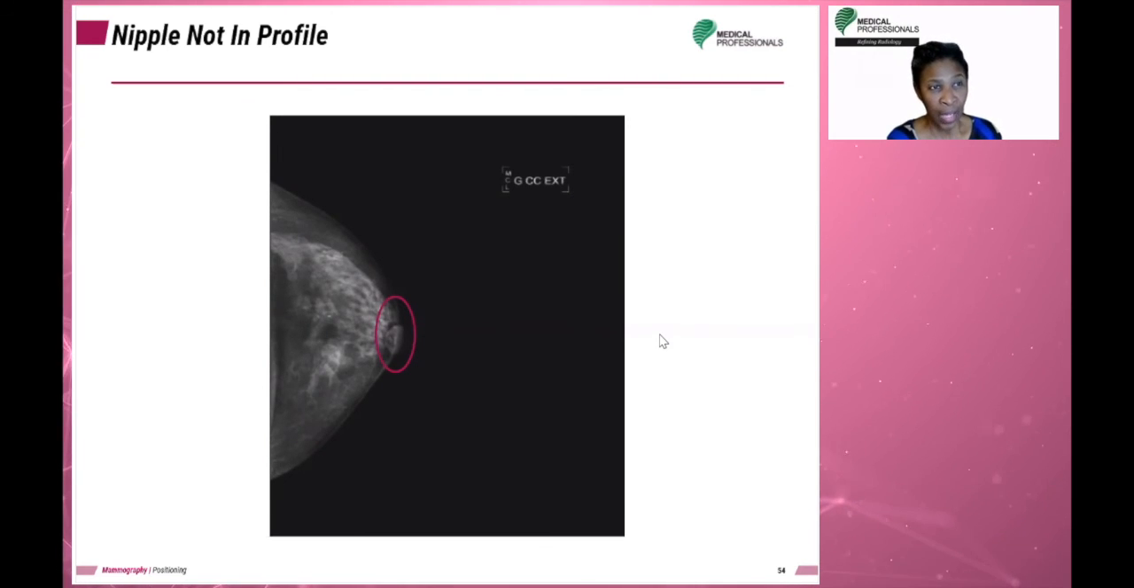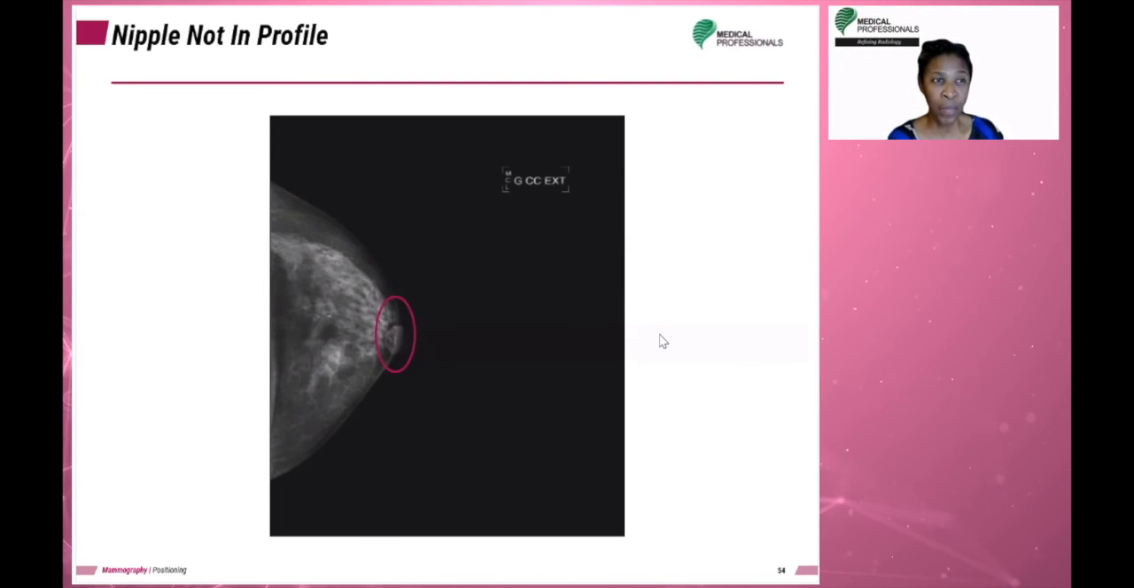How do you handle that? It depends on your facility. There are some facilities that want you to use a nipple marker all the time. If you use a nipple marker all the time, you may not necessarily need to repeat. The other option is that if the nipple does not fall in profile on your CC, it will fall in profile with proper positioning on your mediolateral oblique.